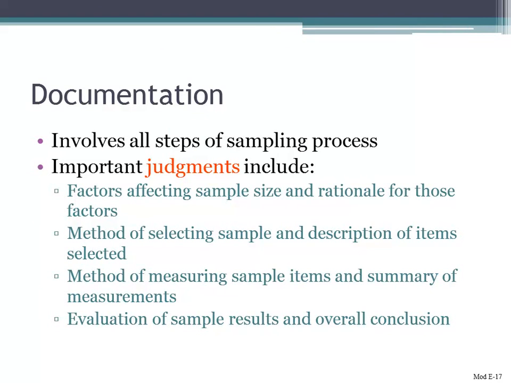So documentation is key, right? Because there's a lot of judgment involved in this. Your tolerable rate of deviation, your expected population deviation, your confidence levels. You have to document your judgments about the factors that affect your sample size and the rationale for those factors. And those factors, again, are the amount of over-reliance you're willing to place on controls, your tolerable deviation rate, and your expected population deviation rate. Why you chose the sampling method that you chose. How you measured your sample items, and a summary of those measurements. And that's your audit procedures, right? And then your evaluation of your sample results and the overall conclusion.